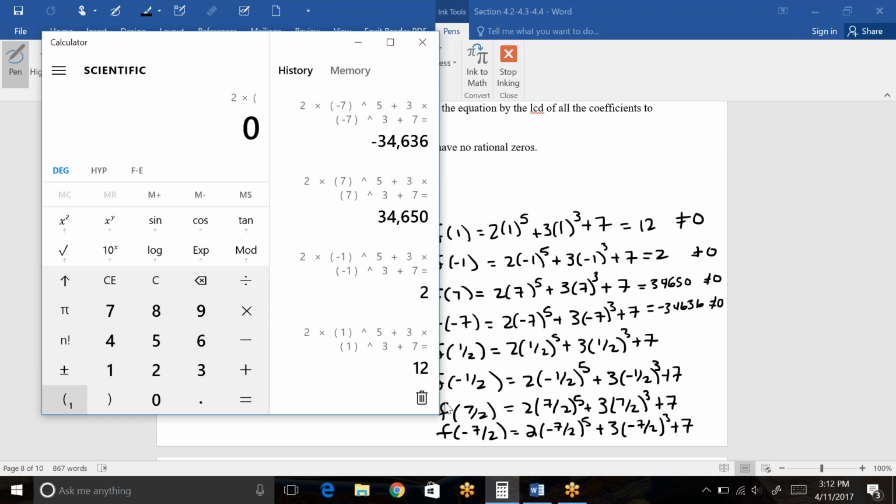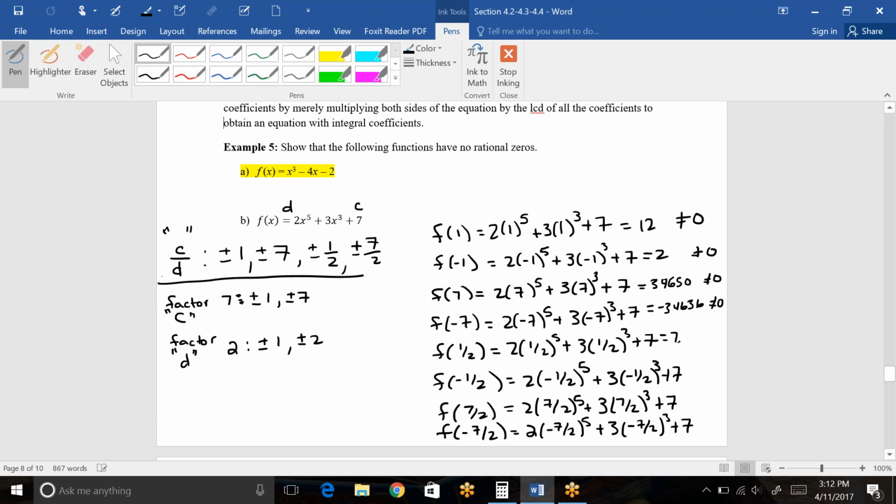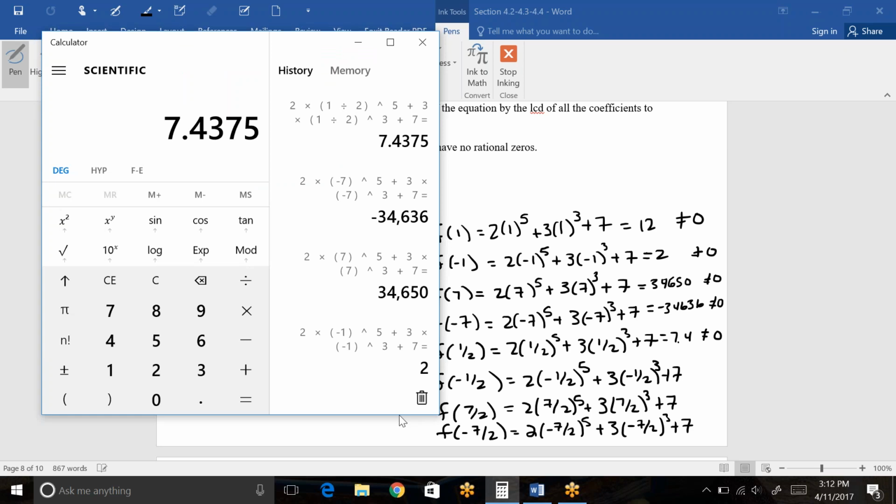2 times 1 divided by 2 to the 5th plus, because I don't have a fraction button, mine are going to look like decimals, and that's okay, because your calculator should be fancier than this one and should be able to keep it as a fraction. 3 times 1 divided by 2 to the 3rd plus 7. Notice that's 7.4 something. Again, all I care about is it's not 0.